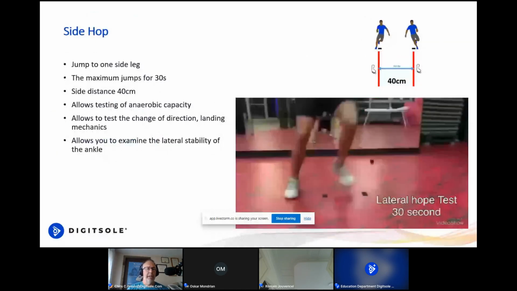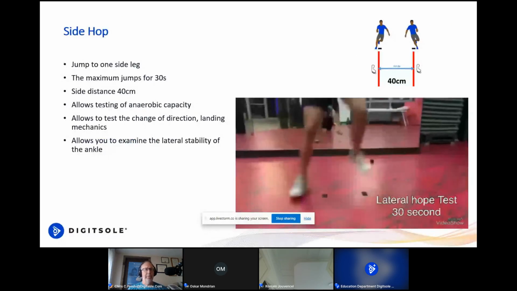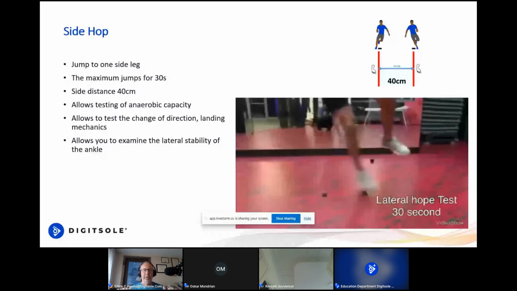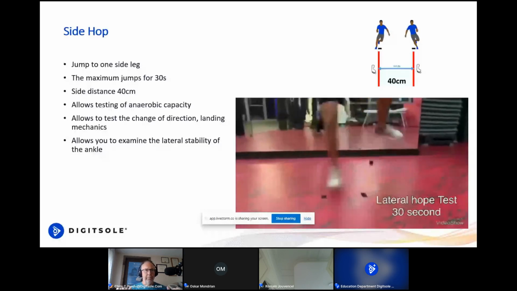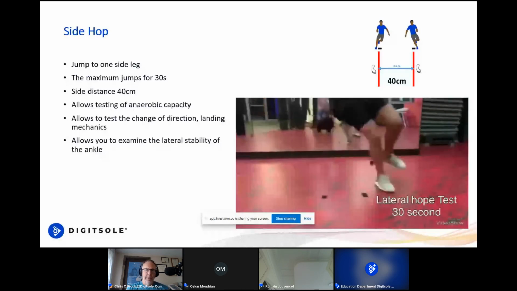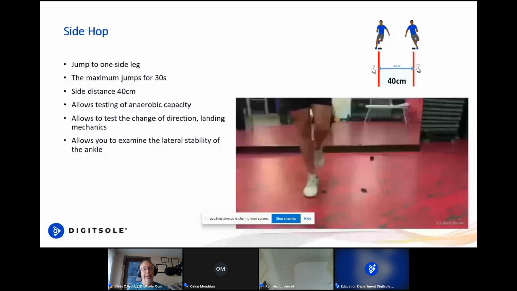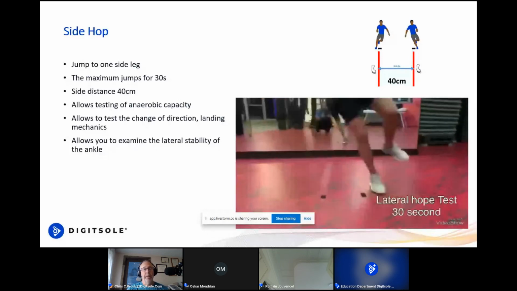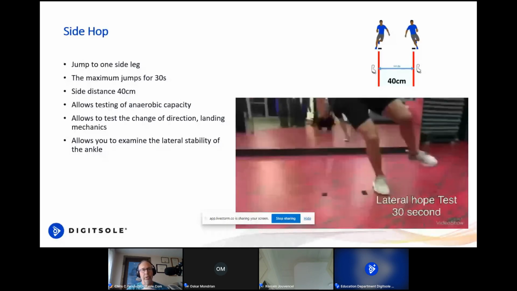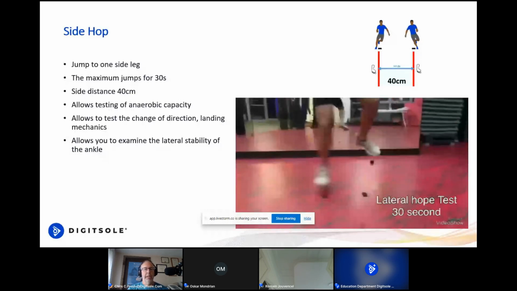The side hop. Now, the side hop is an excellent test. It is, as we call it, very strenuous. So the distance between the two borders is 40 centimeters. It does not seem like a lot, but when you're jumping on one leg and you're doing this for 30 seconds on each leg, it tests the endurance, it tests the motor control, it also tests the stability of the ankle, the knee, and the hip joint.